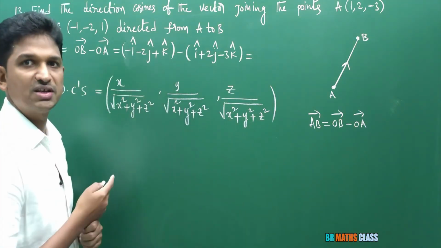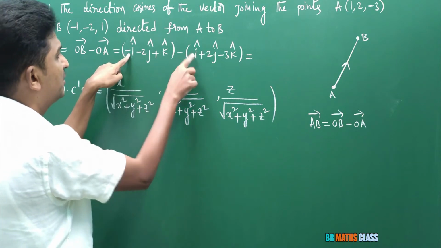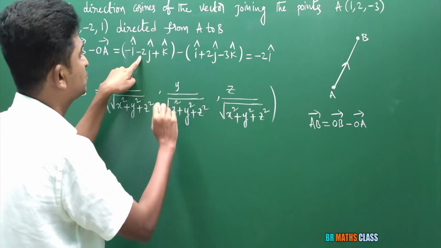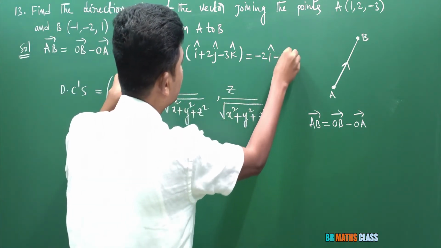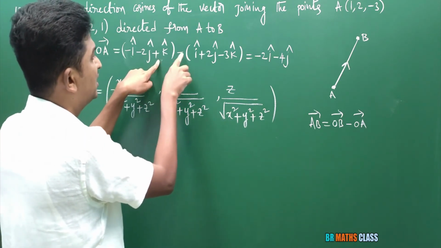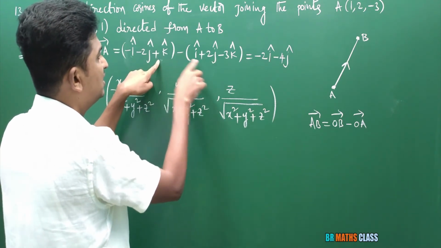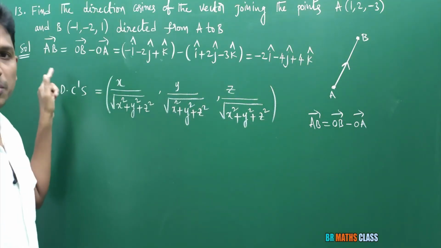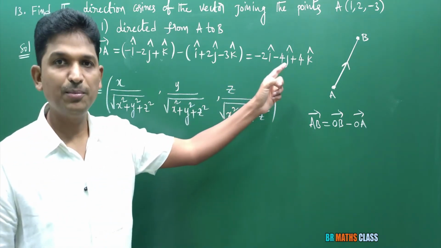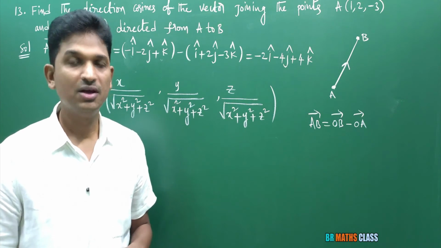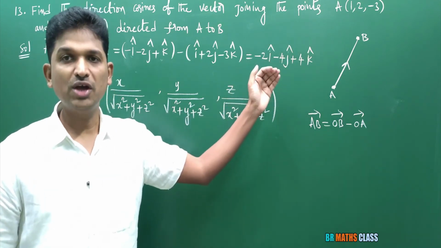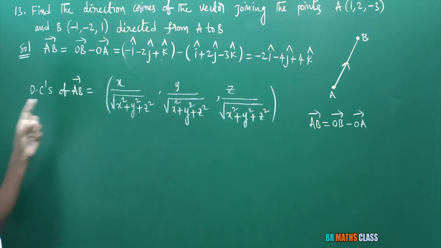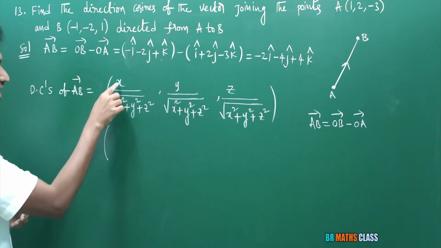Now subtract these two vectors. What will you get? Minus 1 minus 1, that is minus 2 I cap, minus 2 minus 2, that is minus 4 j cap, plus 1 minus of minus 3, that is 1 plus 3, plus 4 k cap. I got the vector AB bar. What is the vector AB bar? Minus 2 I cap minus 4 j cap plus 4 k cap. So now I know the vector AB bar. To calculate direction cosines of this vector, this is the formula. Okay, direction cosines of AB bar equal to x. What is x?